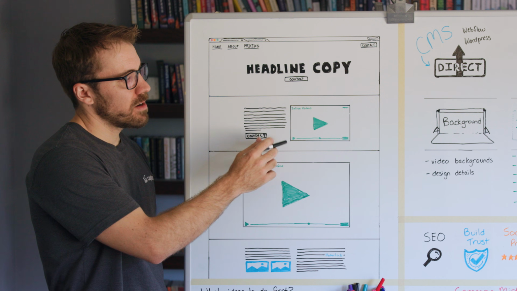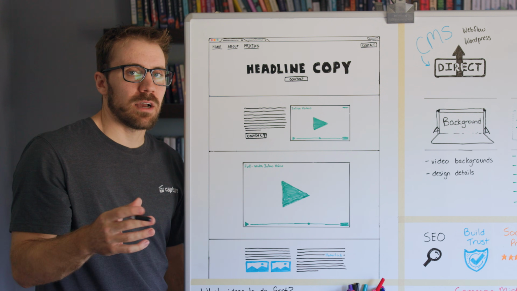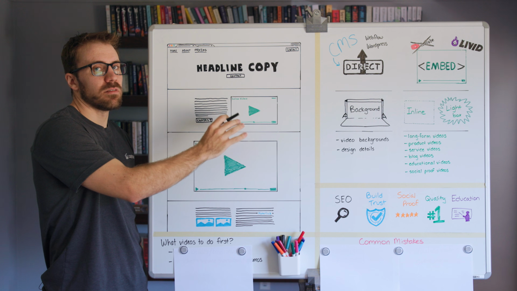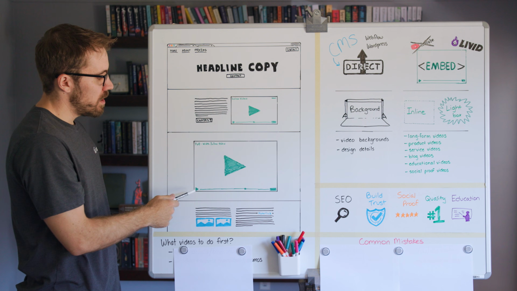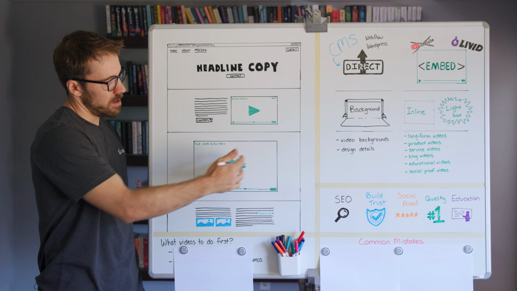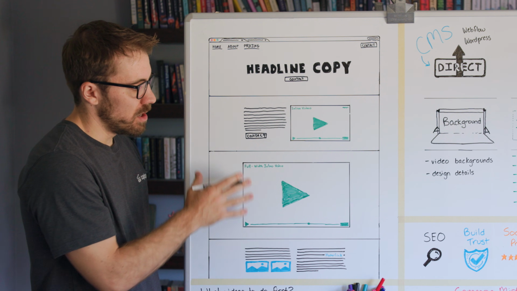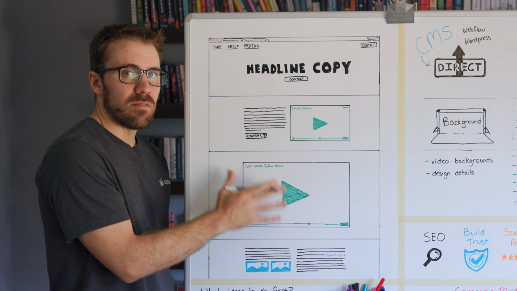Now the inline embeds are going to function just like a text box or an image on your website. Inline video, about half the page size, is very common. Another way to do it is a full width embed here. So if you really want to draw some attention to the video, make sure people watch it, you can devote a whole section and embed that video there.